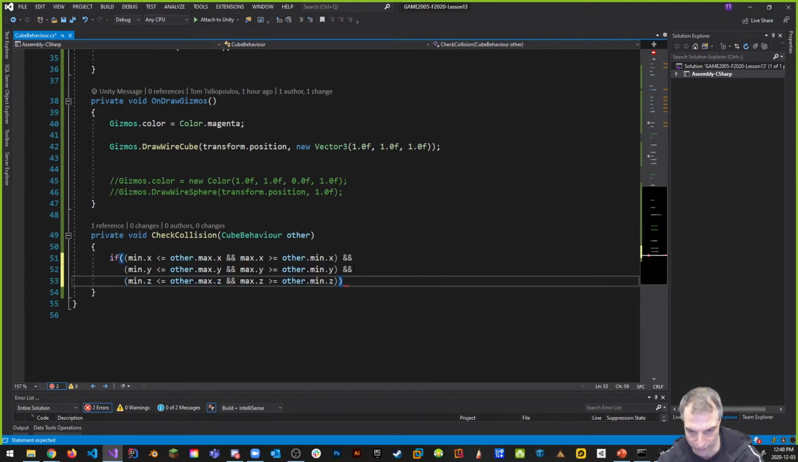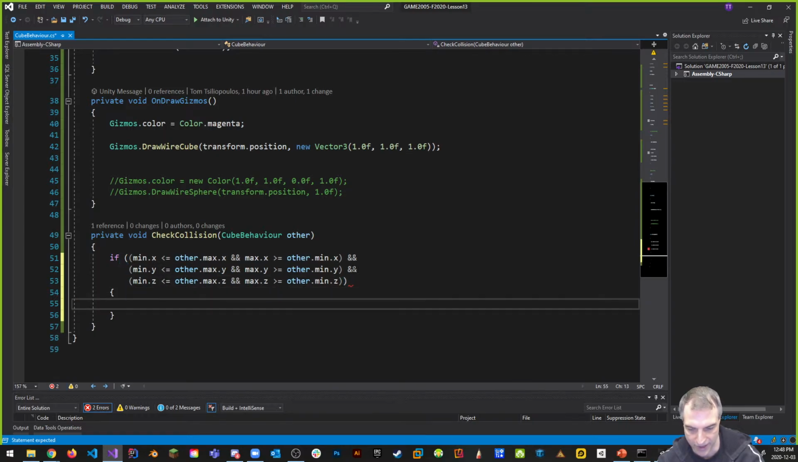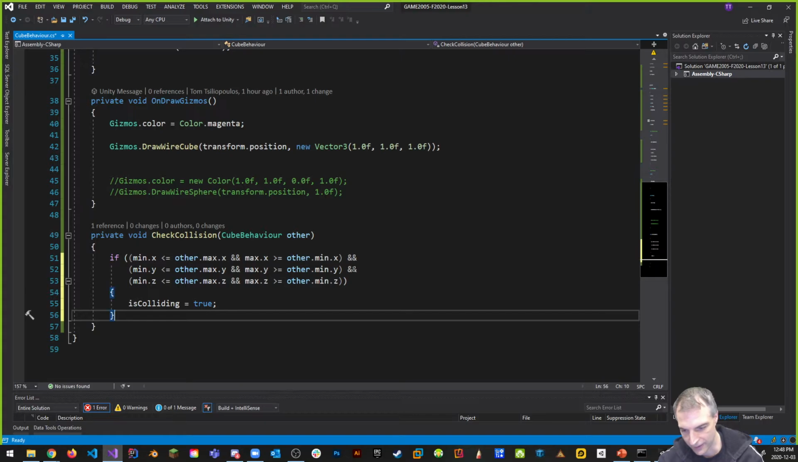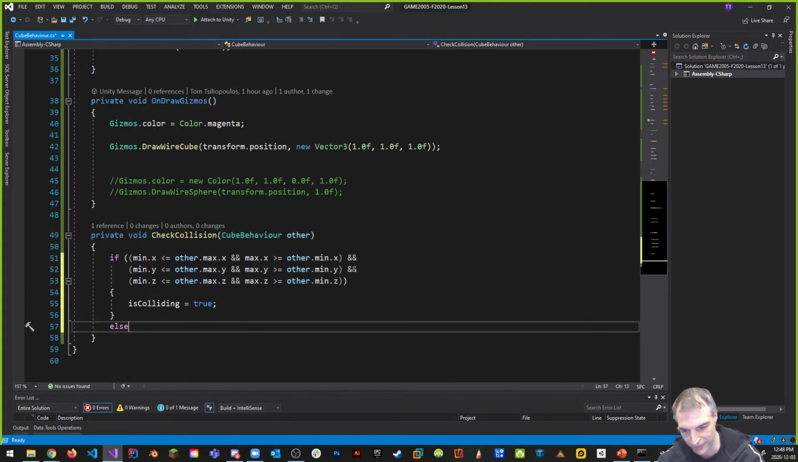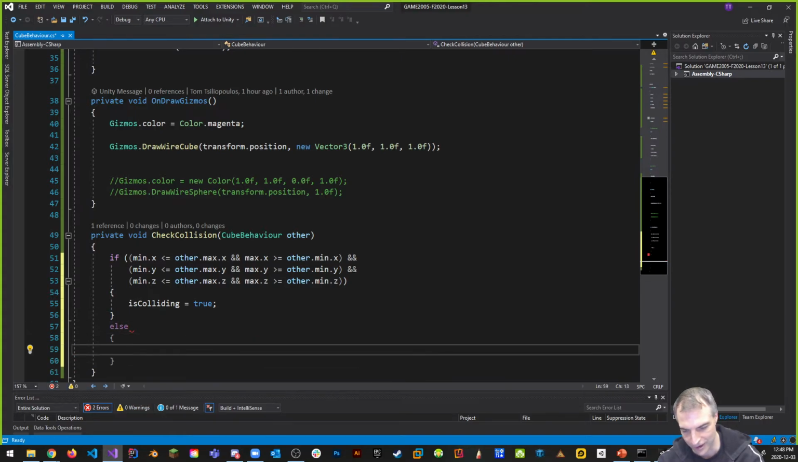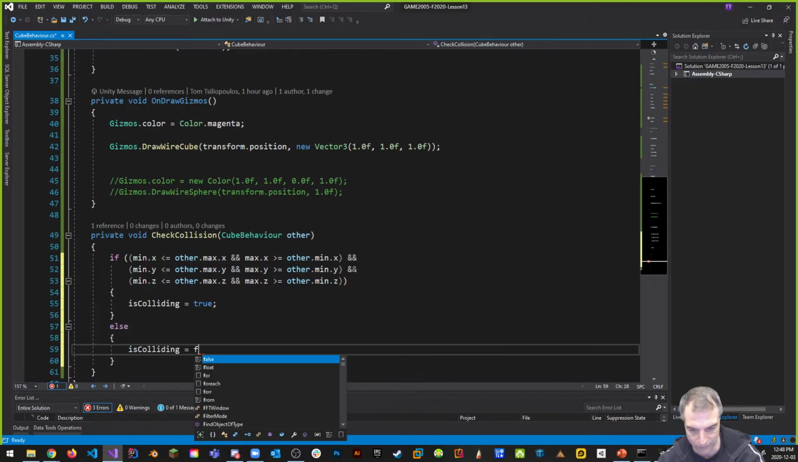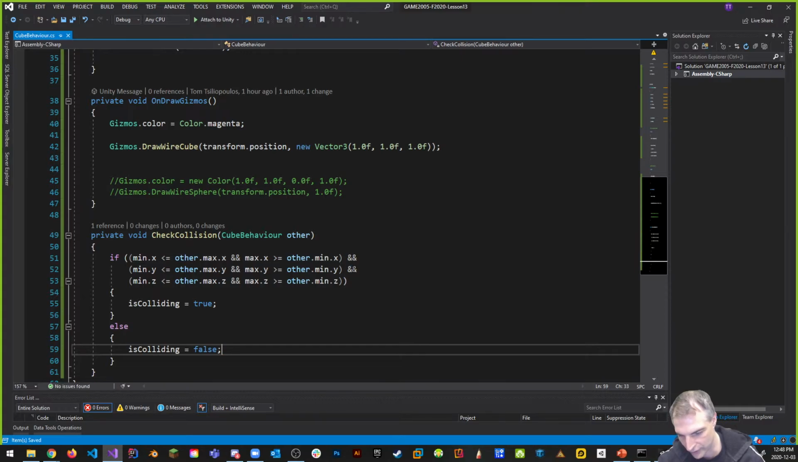If this check is true, then what we want to do is check on collision, which means our is colliding is going to be true. Else, just to make it simple, we could use a ternary operator here too, but we're not going to do it. Is colliding is equal to false. There's our first collision detection method. Do you agree?